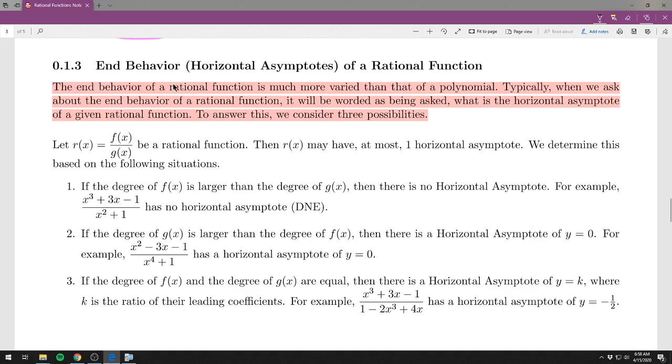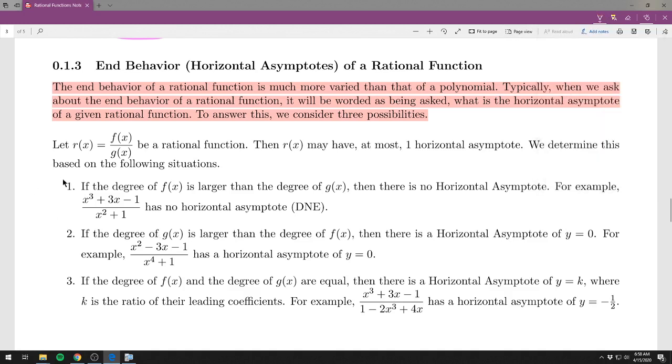Right, so what you'll find in a lot of the homework problems, you won't be asked the end behavior of a rational function. You'll be asked, what is the horizontal asymptote? And there are 3 possibilities. You might have a horizontal asymptote. You can have 1, but you can also have 0. And so f of x I'm representing with the top and g of x with the bottom.